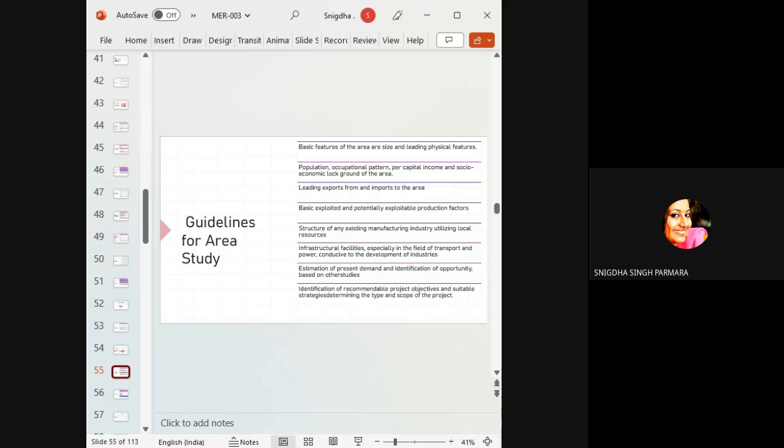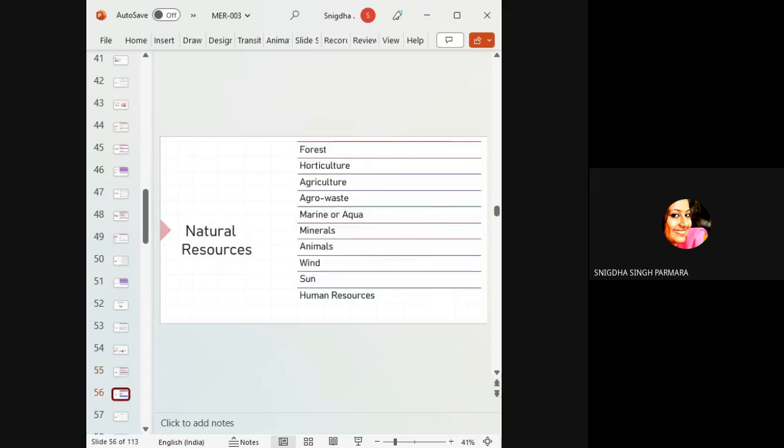So once the factories are settled there, that means that area is already providing a lot of infrastructural facilities or a lot of subsidies from the government, or a lot of other resources that could readily be available, because it is already being used by the competitors. So anybody who plans to set up another factory unit of such a product can suitably do it at an area where it is already being carried out. So that is the objective of area study over here.